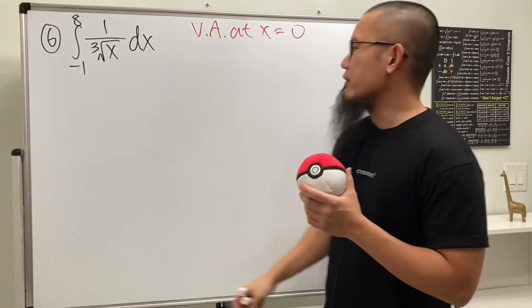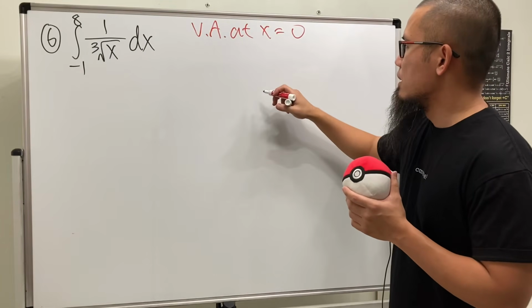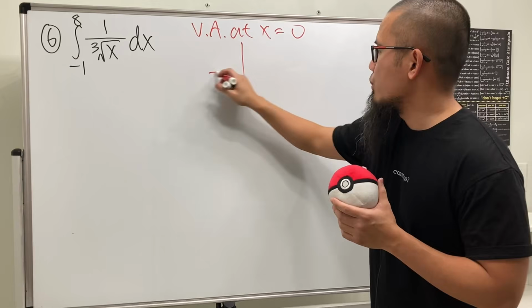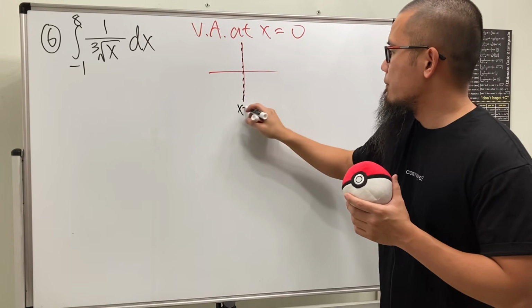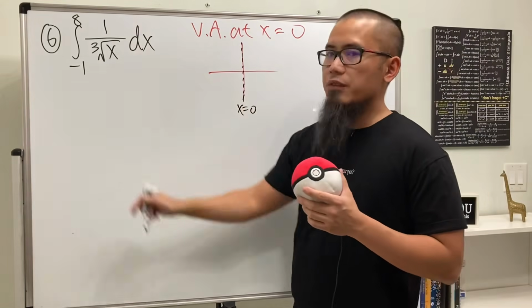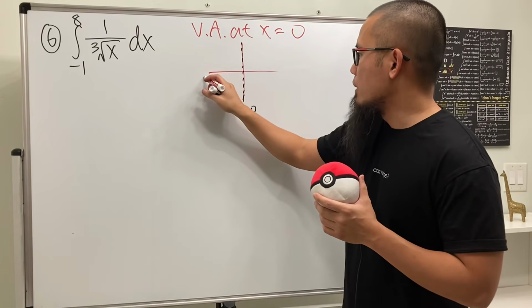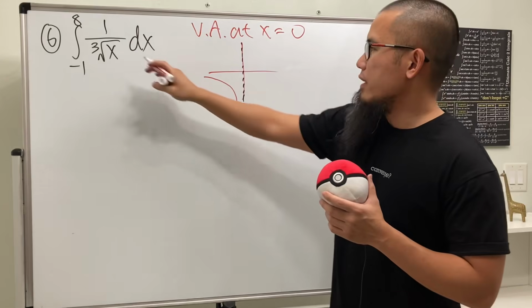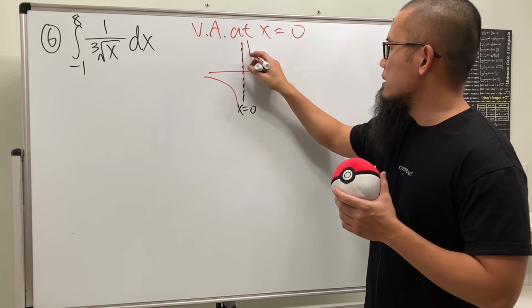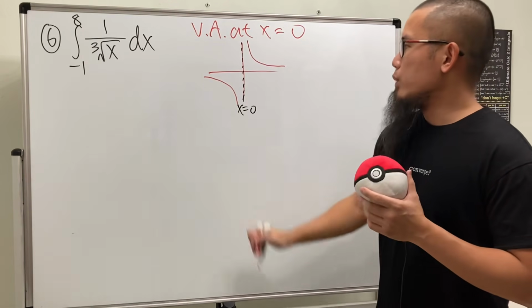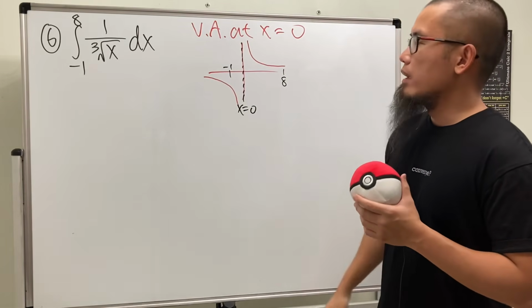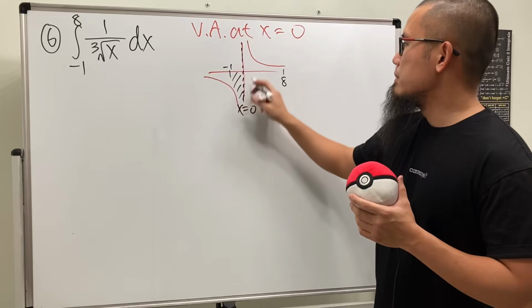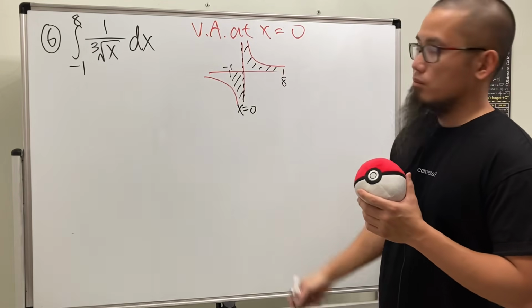And if you look at the graph of this real quick, it looks something like this. I'm just going to put it down real quick. We have a vertical asymptote at 0. When x is negative, you have a graph that goes down below, like so. And if x is positive, you have a graph that's above, like so. And we are going from negative 1 to 8, like this, and we're just going to find this and that.